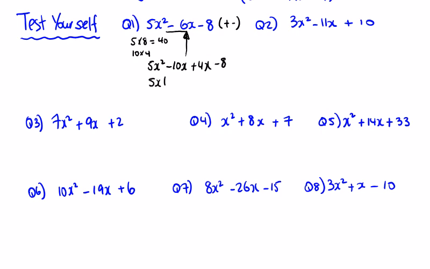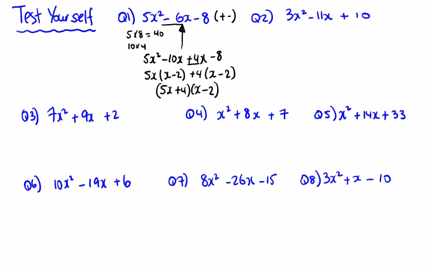So we end up with 5x by x minus 2. What's in that second bracket? Does this work? This plus 4. Plus 4 by minus 2 is minus 8. Brilliant. 5x plus 4 by x minus 2.